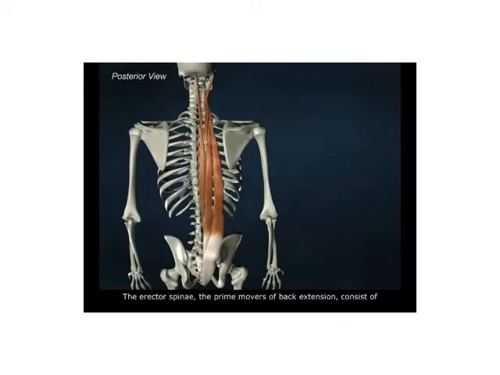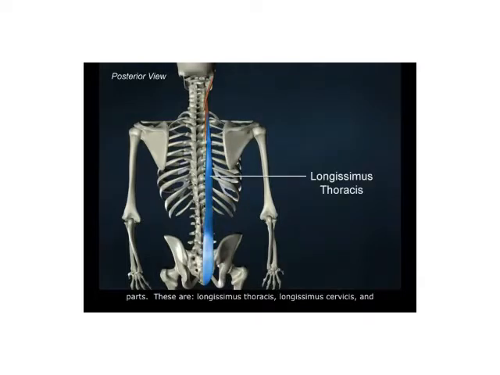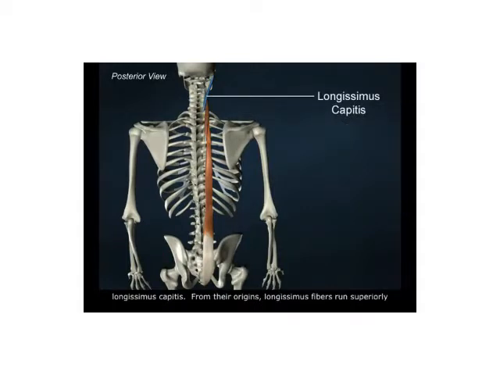The erector spinae, the prime movers of back extension, consist of three superficial columns of muscle in the posterior neck and trunk. These are the iliocostalis, the longissimus, and the spinalis. The longissimus forms the middle column, and like the others, it has three parts. These are longissimus thoracis, longissimus cervicis, and longissimus capitis.